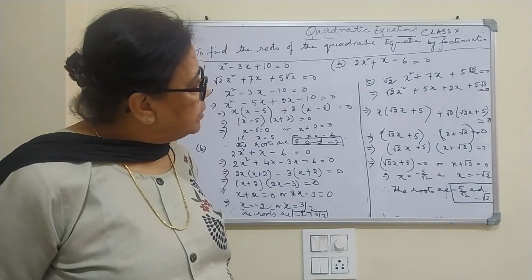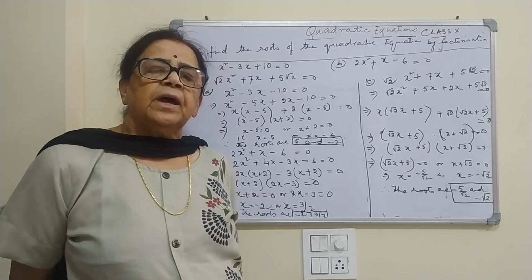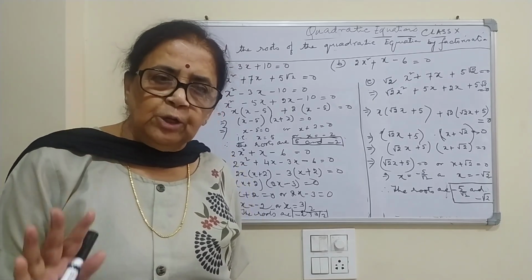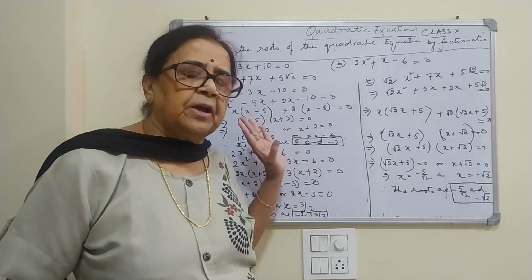So here by simple factorization, by middle term splitting, we are getting the value of x. This is one method of factorization.